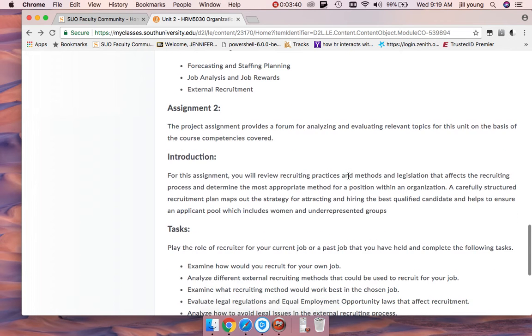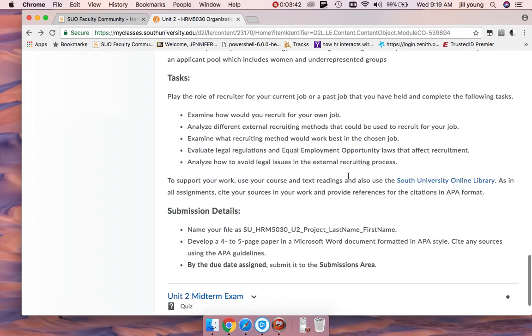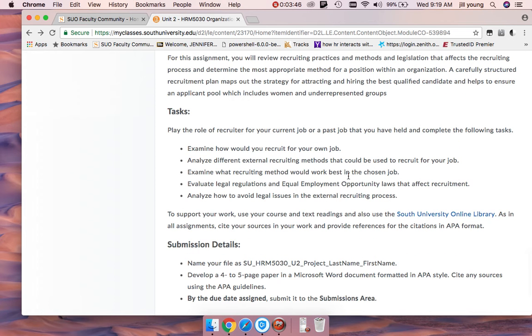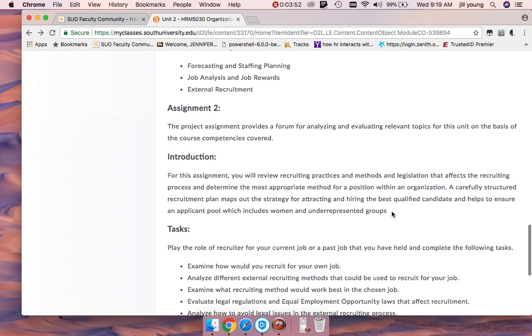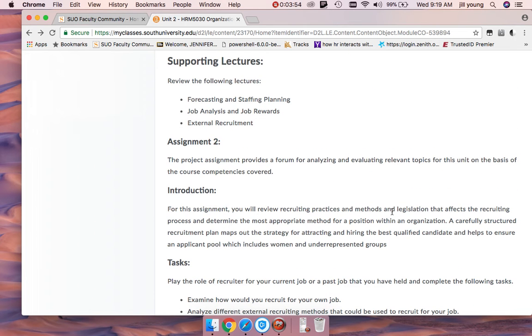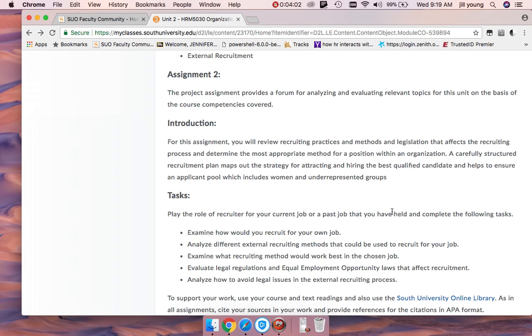Now, this project is a longer paper. It's 4 to 5 pages. It's APA format. Cite your sources. Make sure you're following APA style. This is one of those things where you get to practice that, and you'll get better as you go along.